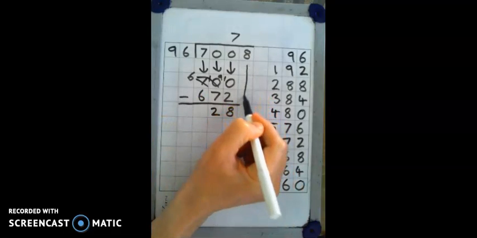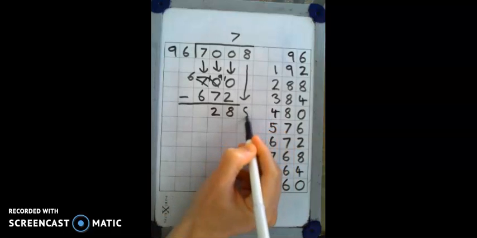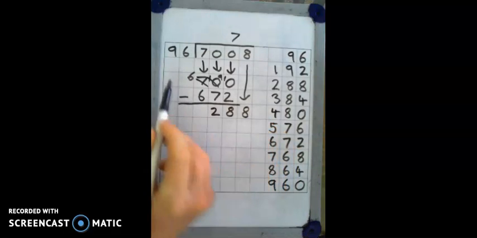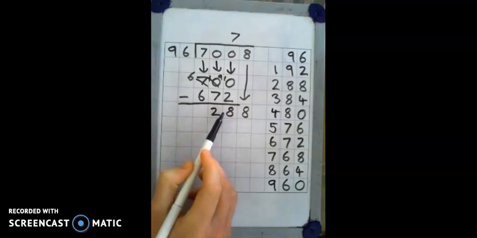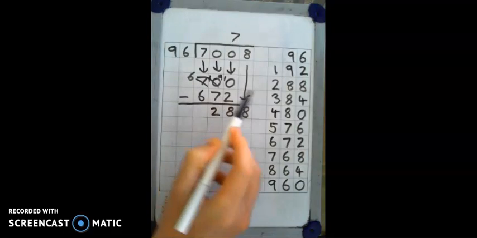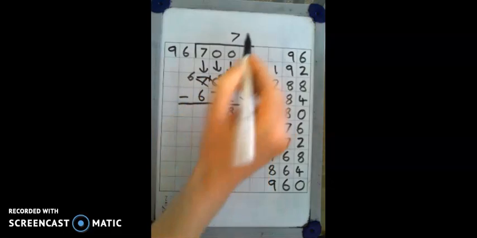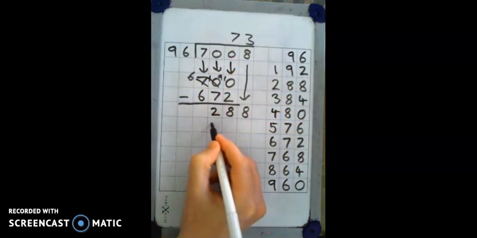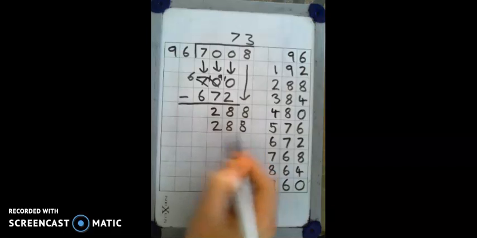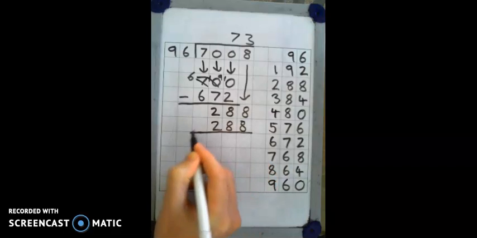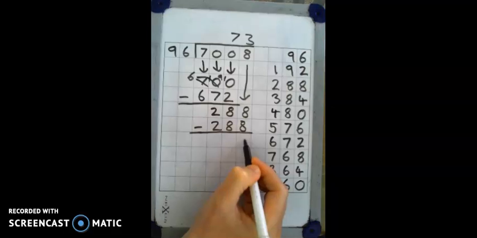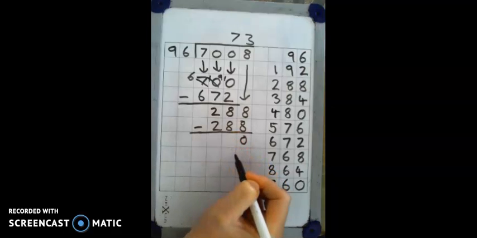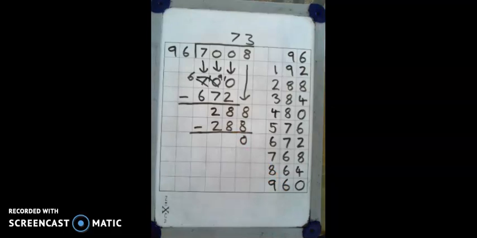That B at the end is to bring down. We bring down that 8. Can we divide 288 by 96? Yes, we can. 3 times 96 is 288. We've done the divide and multiply. Now let's do the subtraction. All done. 7,008 divided by 96 is 73.